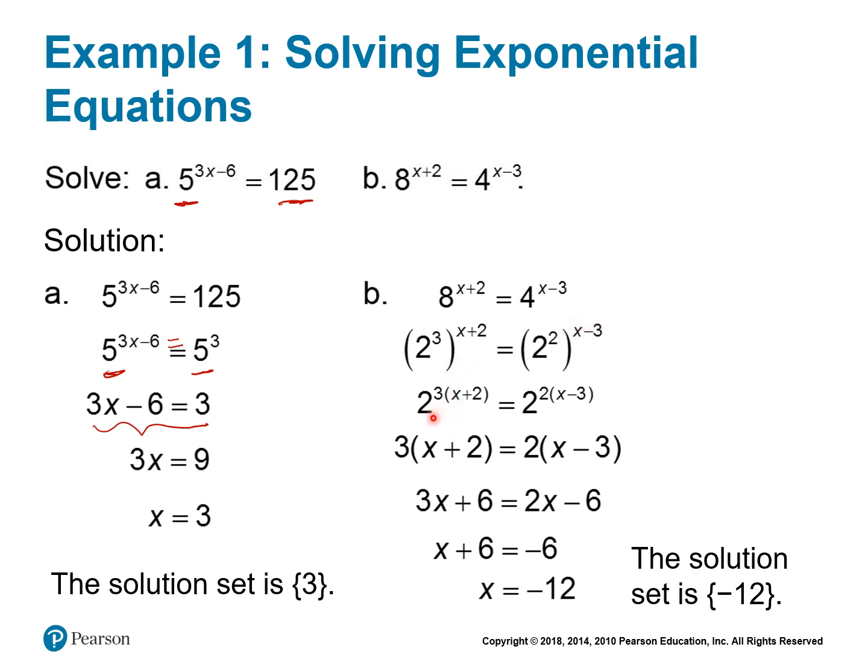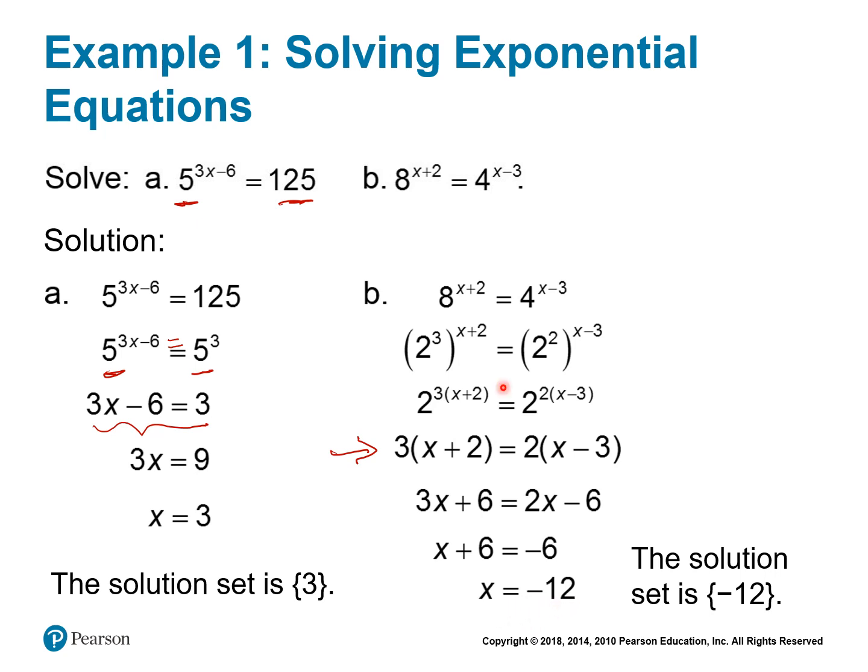So we have 2 to the power 3 times x plus 2. We again have to multiply the exponents because it's an exponent raised to another exponent. So the power rule applies here on both sides. And once we get the same base 2 on either side, we can make the exponents equal to each other, which they have done in this step here. And then the rest is just solving for x in this equation, and we get x equals negative 12, and that's the solution of the exponential equation.